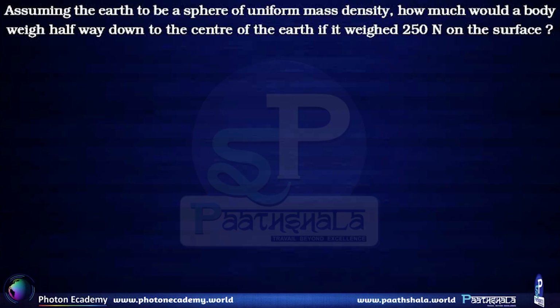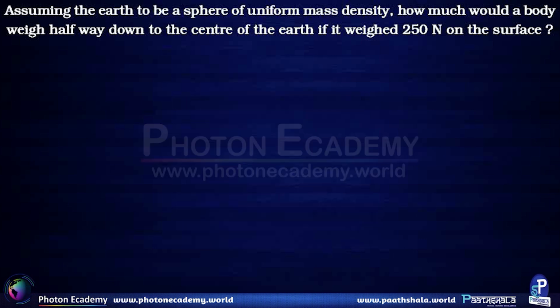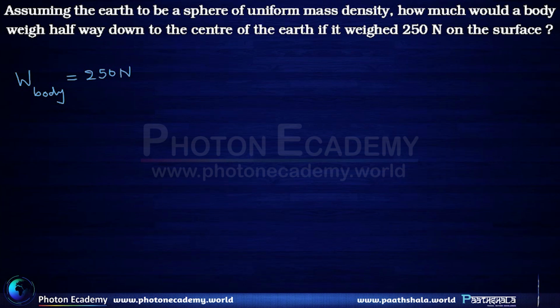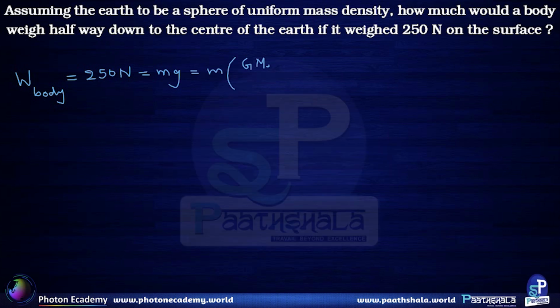Assuming the Earth to be a sphere of uniform mass density, how much would a body weigh halfway down to the center of Earth if it weighed 250 Newton on the surface? So the weight of the body on the surface is given to be 250 Newton. And this value, 250 Newton, is equal to m times g, which is m times G Me by Re squared.